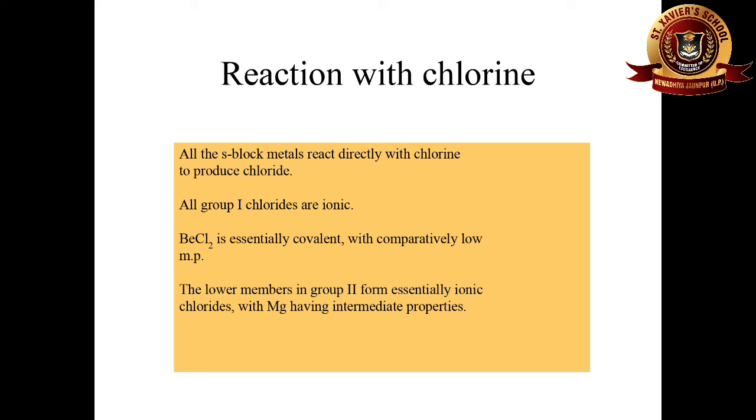Now, what is the reaction with chlorine? All the s-block elements react directly with chlorine and produce chlorides. These chlorides are ionic compounds, that's why these compounds have high melting and boiling point. But BeCl2 is essentially covalent, that's why it has low melting and boiling point. The lower members in group second form essentially ionic chlorides, with magnesium having intermediate properties.